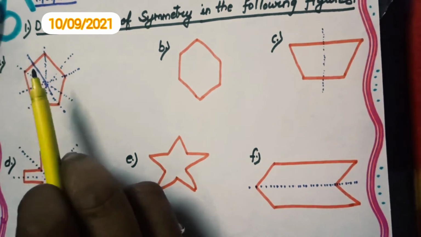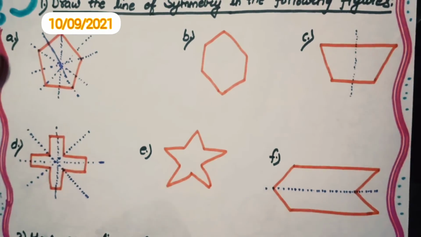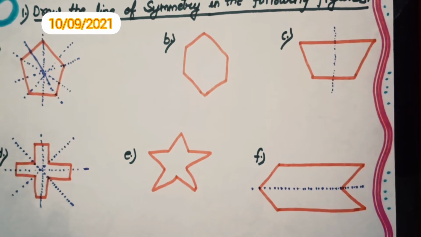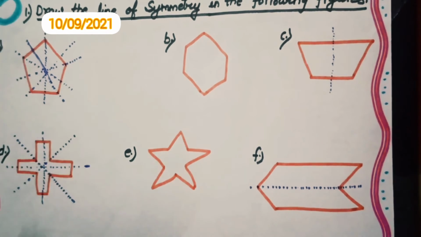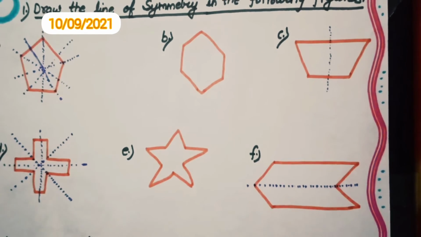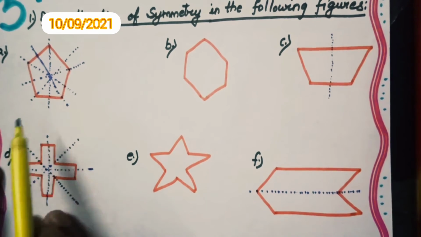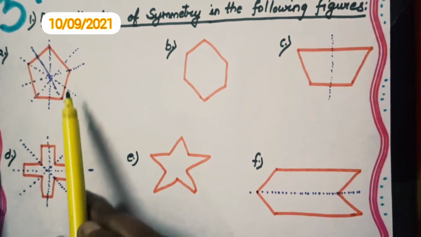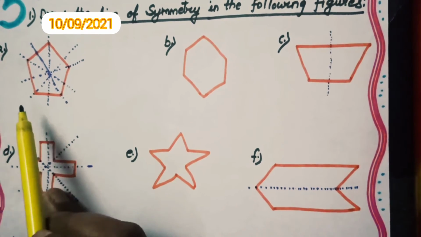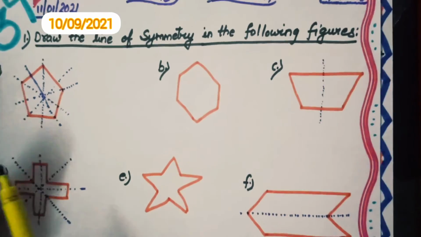Now exercise 2 question number 1 says draw the line of symmetry in the following figures. So these are the figures given to us and we have to just draw the lines of symmetry. It means how many times we can fold or cut the given figure. Okay, so first of all we have to draw this line, then one over here, then one and one. So total 5. 5 lines we have to draw and the lines of symmetry will be 5 for this figure.